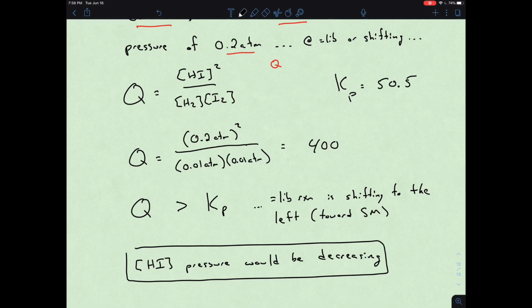So that's the nature of Q. Very simple calculation. It's just plugging in the values that are given, and then you take that Q value and compare it to K, and now you can tell whether the reaction is shifting one way or the other, or say whether a certain material is increasing or decreasing in concentration or pressure.